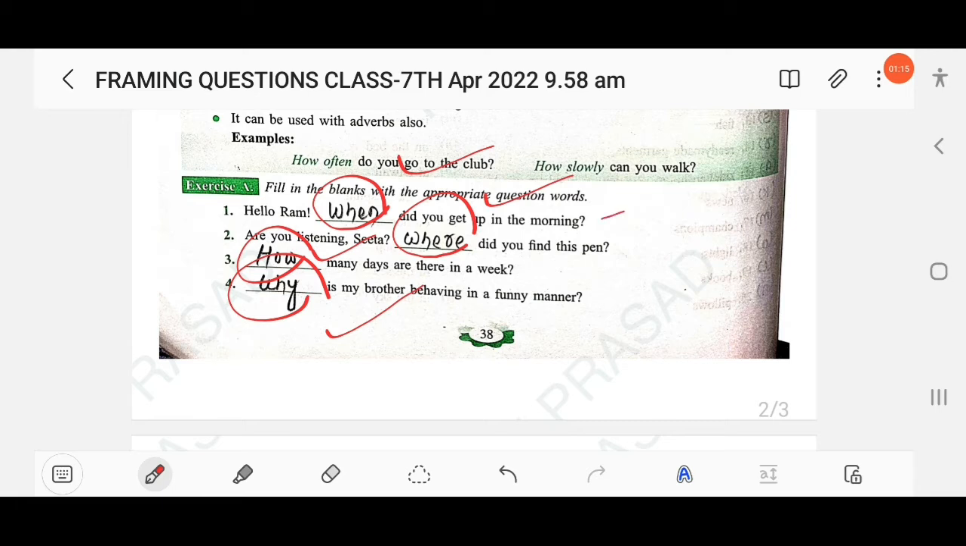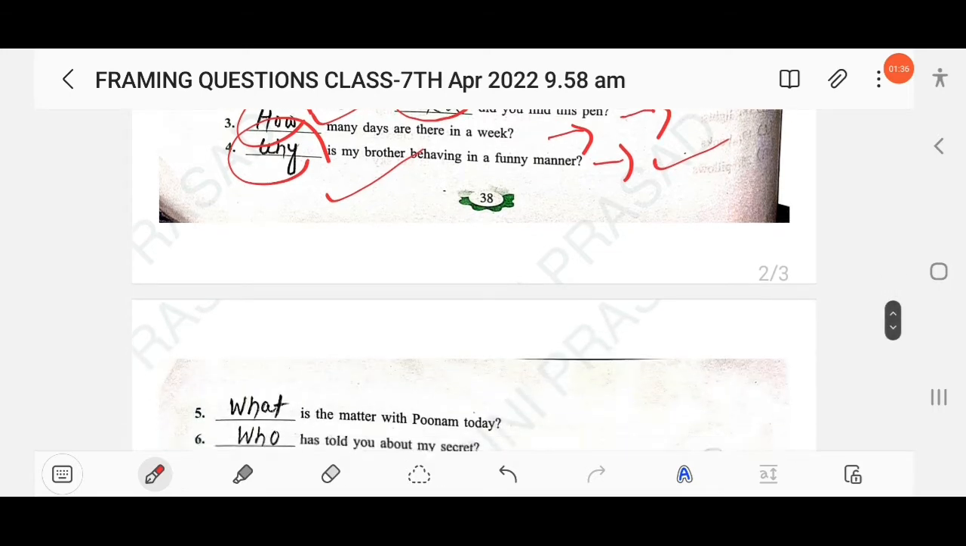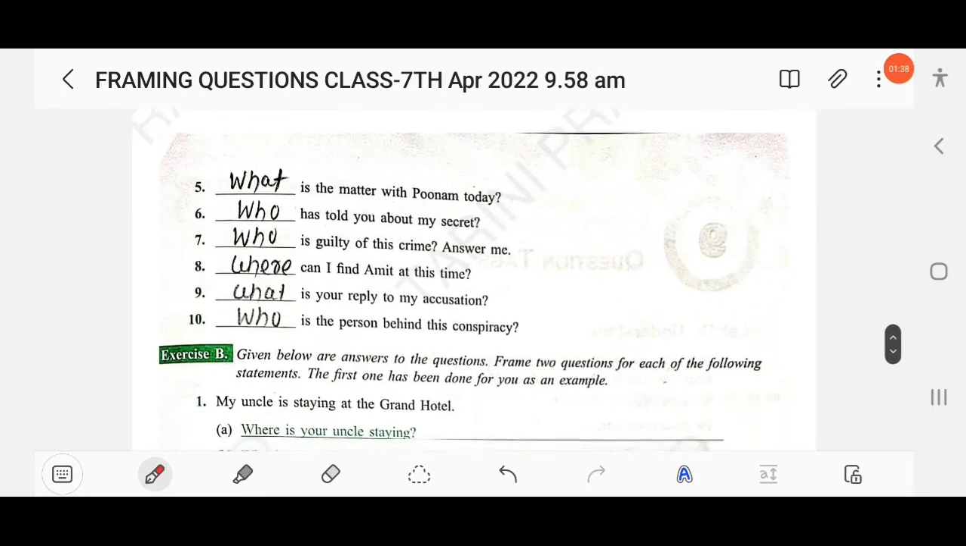Here the first one is used to know the timing. When did you get up? Then in the second question, where is used to know the location, place. Where did you find? Then in the third one, how many is used to know the number of days. Then the fourth one, why, is used to know the reason.